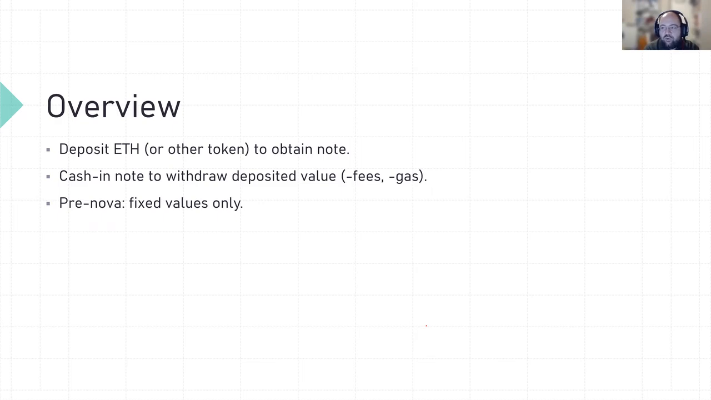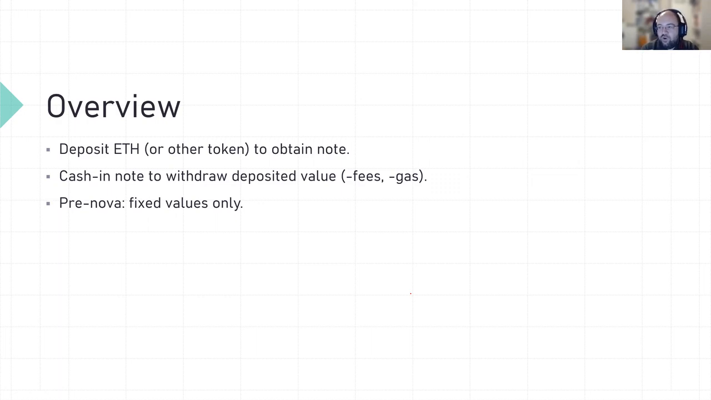So Tornado Cash offers privacy by doing something very, very simple. It allows you to do two very simple things. Either you deposit money and get a note, or you turn in that note and get your money back. That's it. So the idea is that if you deposit money from one address and you cash in the note from another address, then these two addresses should not be linked. And this is what gives you privacy. Well, all that minus fees, minus gas costs, etc.